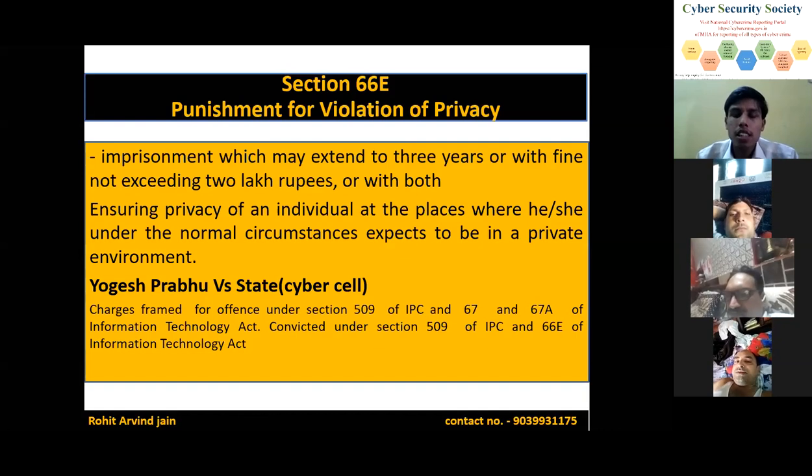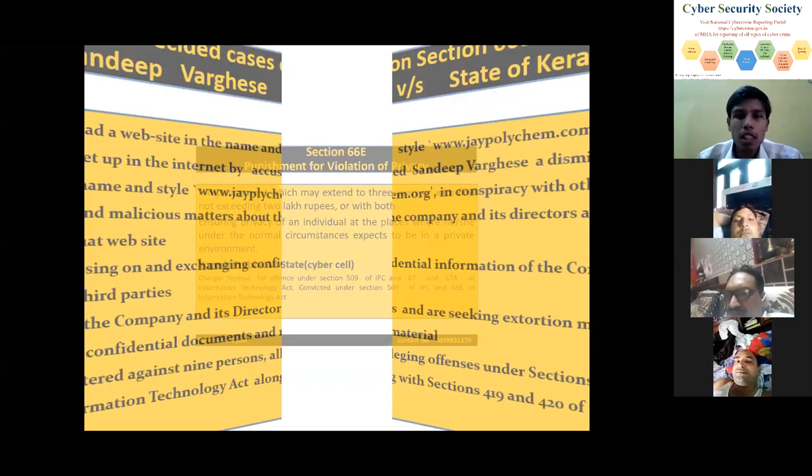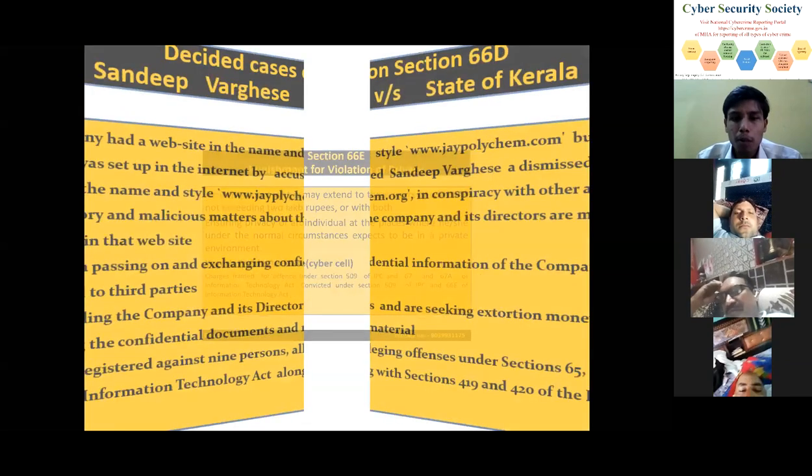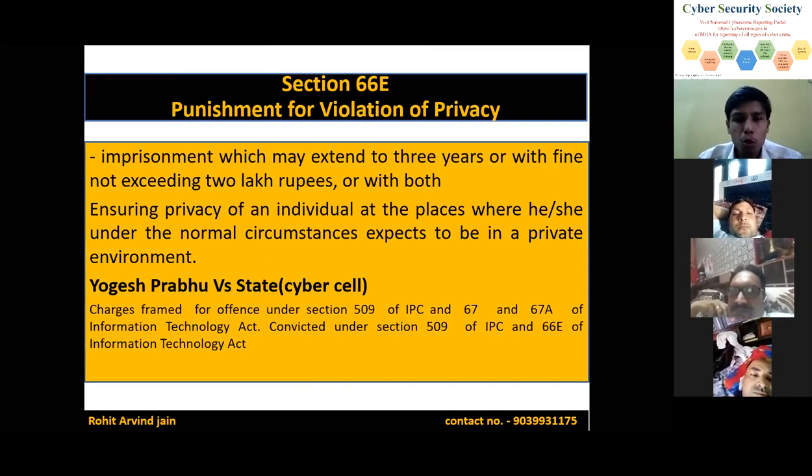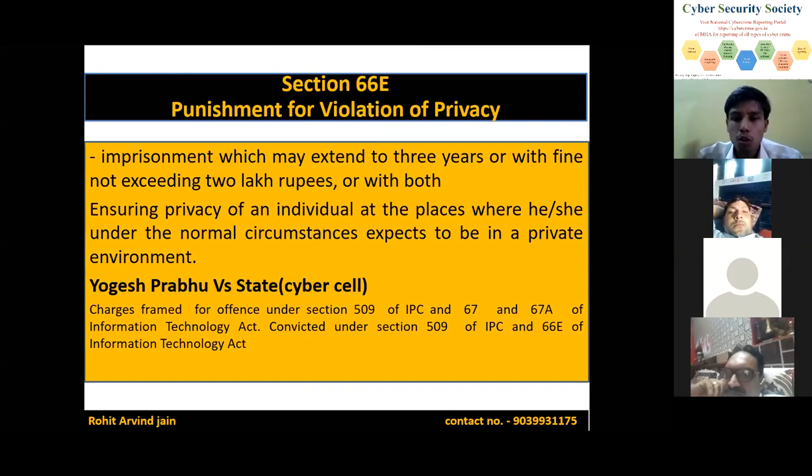Then the section 66E, which deals with the violation of privacy. If someone violates the privacy of someone, then section 66E is applied to that particular person, and the punishment is up to 3 years and 2 lakhs given in this act. So these are the provisions.